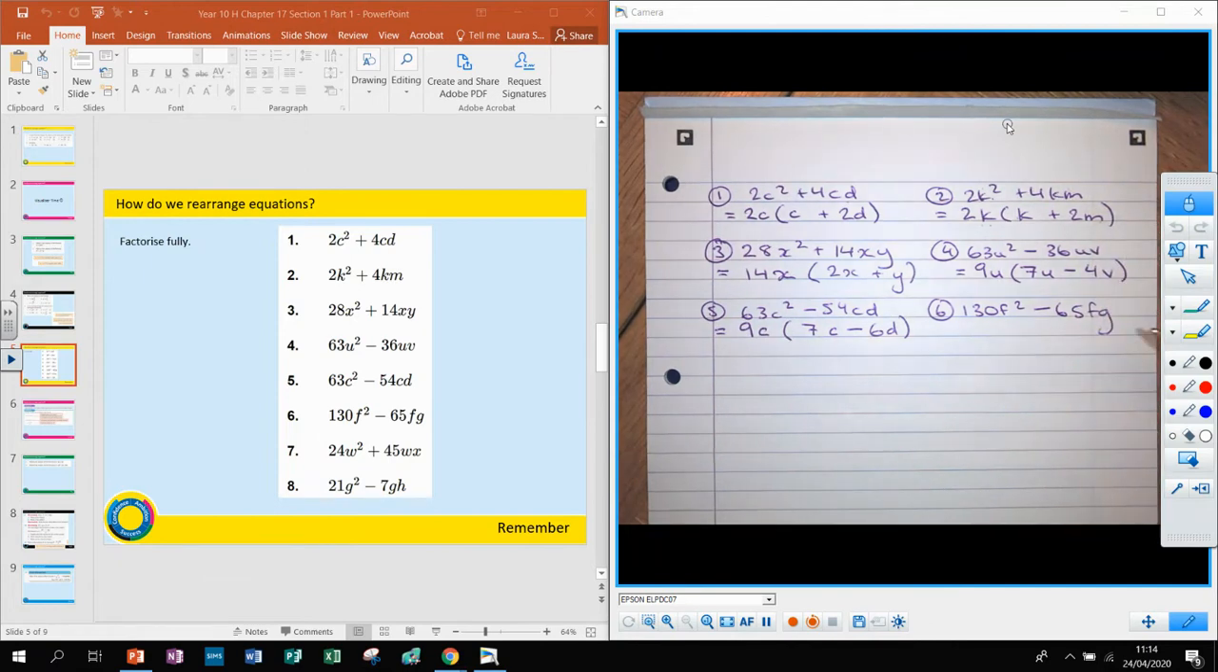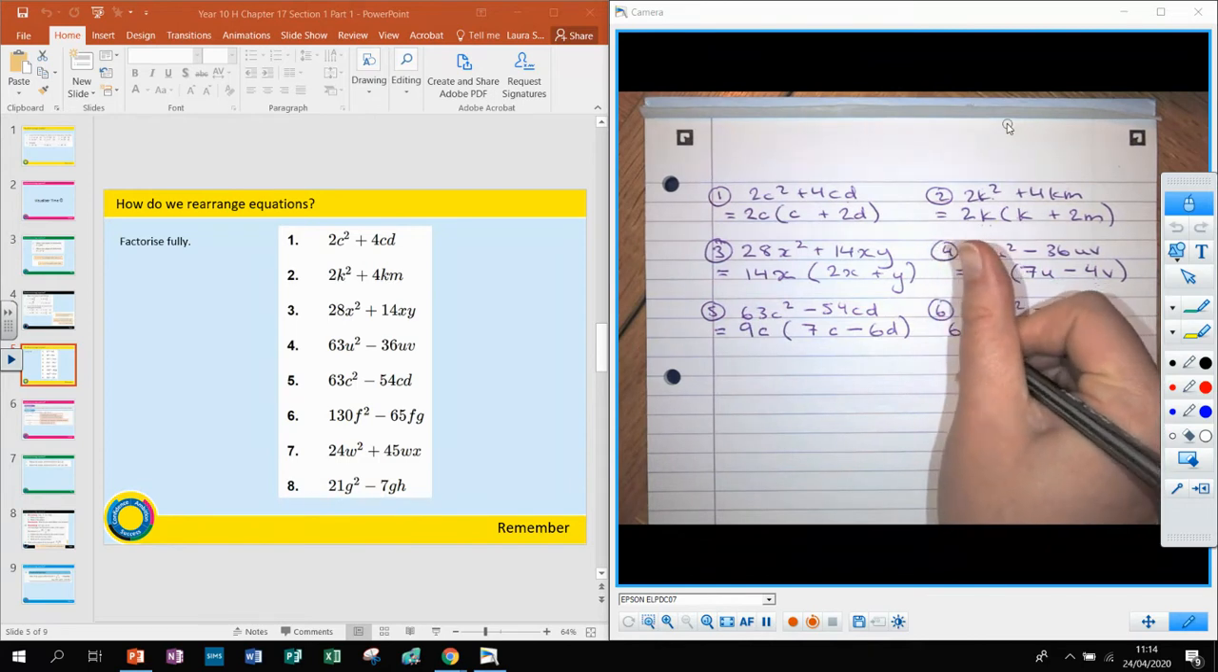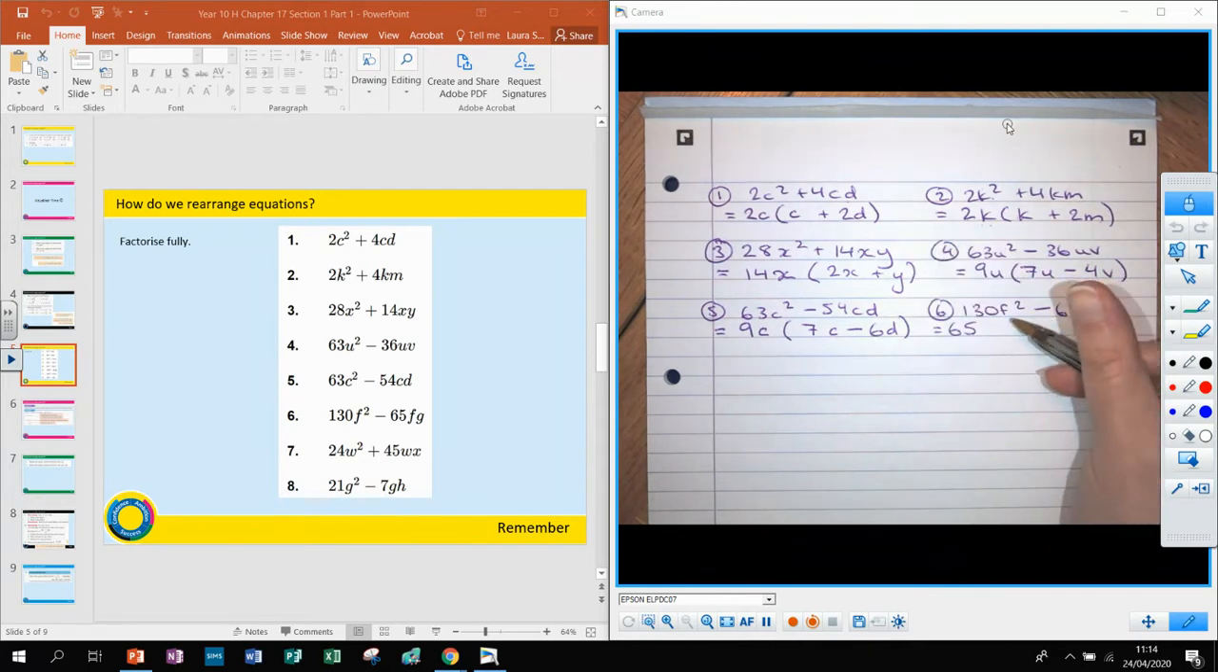Okay, so this is the first one where you may not right away know the highest common factor, but if you double 65, that gives you 130. So actually the highest common factor is 65. So we're going to take out 65 for the number. Okay, and the letter that's in common is the f, so that gives us 2f minus g.